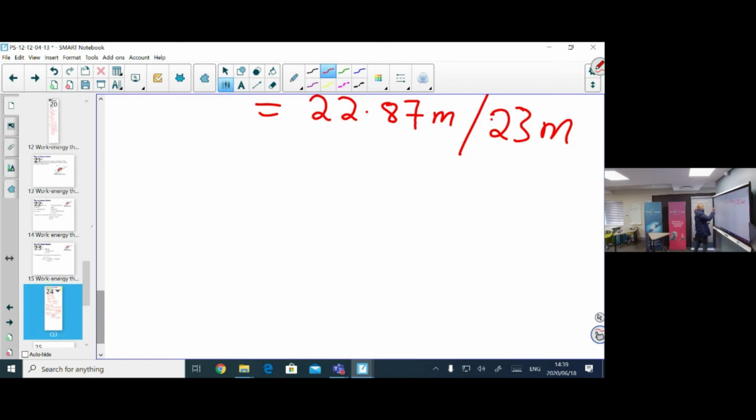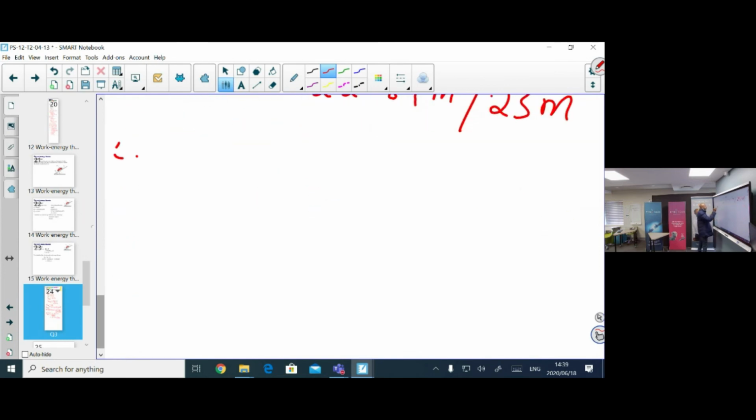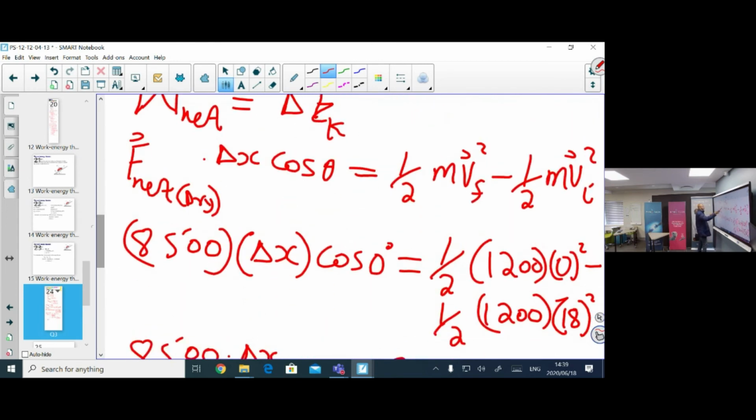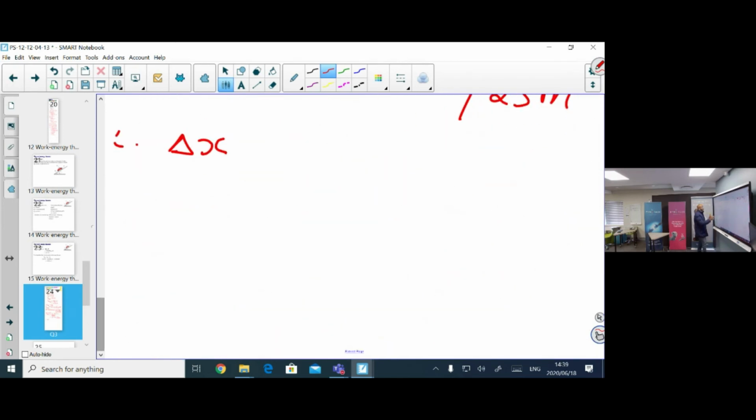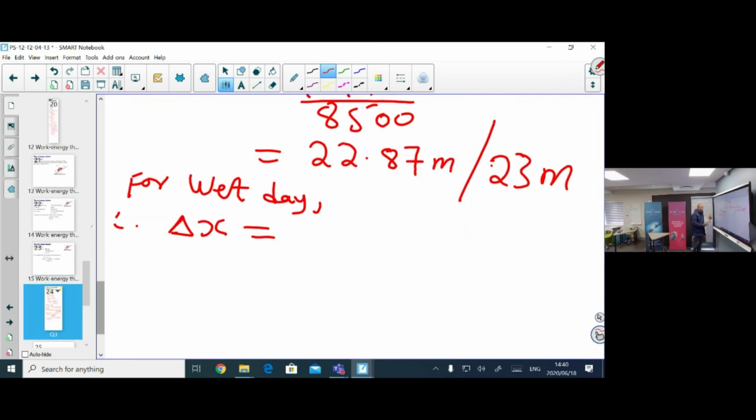And then let me just make the change in x the subject of the formula. I'm just coming from here. Where you find dry, you have to write wet. In other words, we're going to have F net wet. Okay, let me just write on top so that you can see. For the wet day, we have to calculate this. For the wet day, therefore change in x is equal to what?